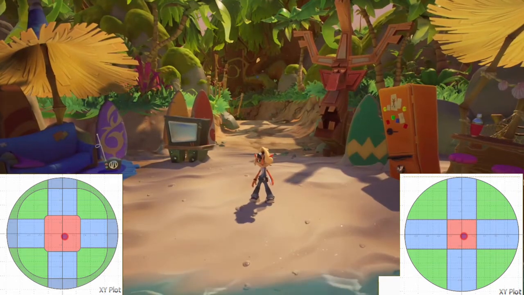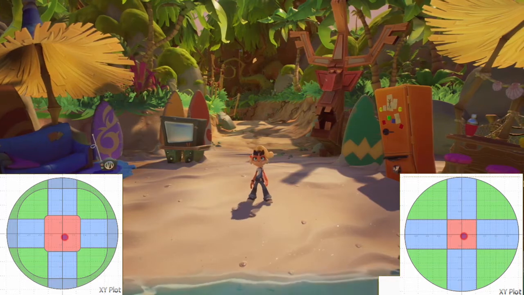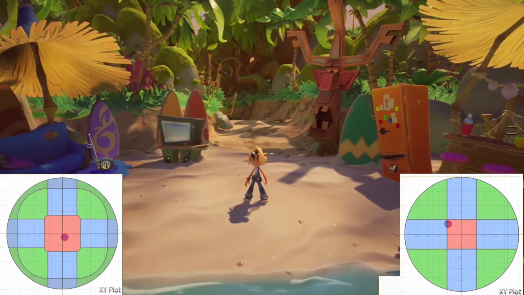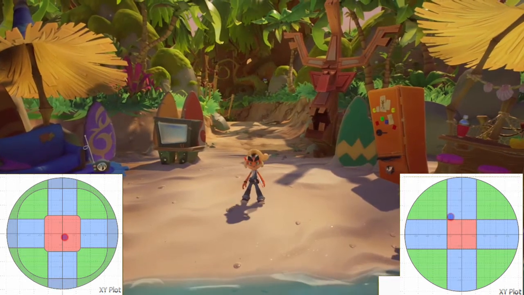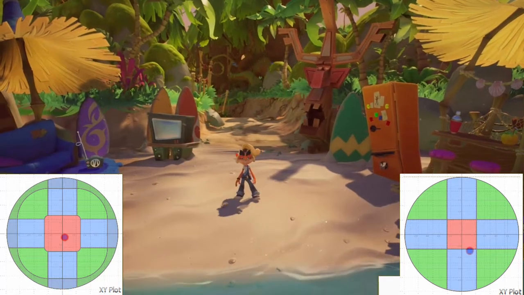Hey everyone, today I want to take a look at Crash 4 and its dead zones, as well as request options to customize them. Getting into it, Crash 4 uses about a 25% square dead zone for its camera, so you have to move outside this region before you start seeing the camera move at all.